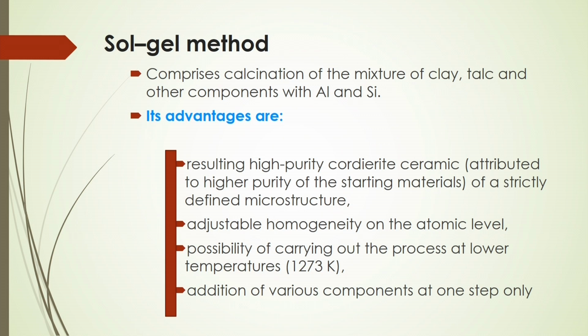Another important method is called the Sol-Gel method. It is generally a calcination of a mixture of clay, talc and other components with aluminum and silica, and its advantage is the resulting high purity cordierite ceramic, attributed to the higher purity of the starting materials. And in this case you have to use a certain proportion of clay or talc or other component materials with aluminum and silica, because the microstructure should be thermally stable.